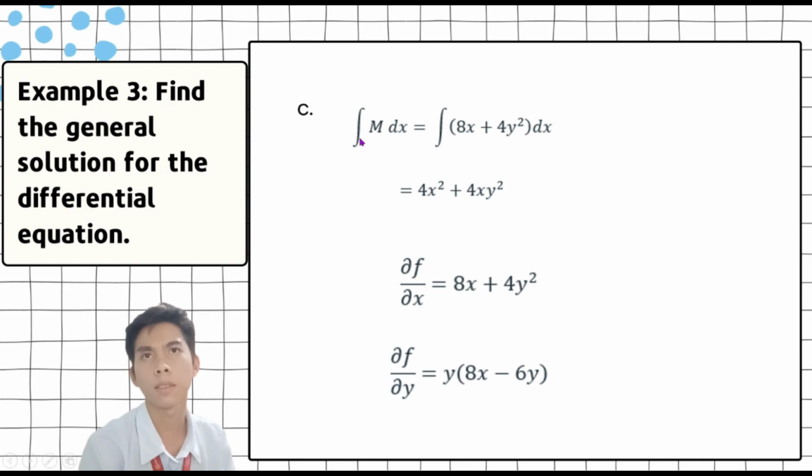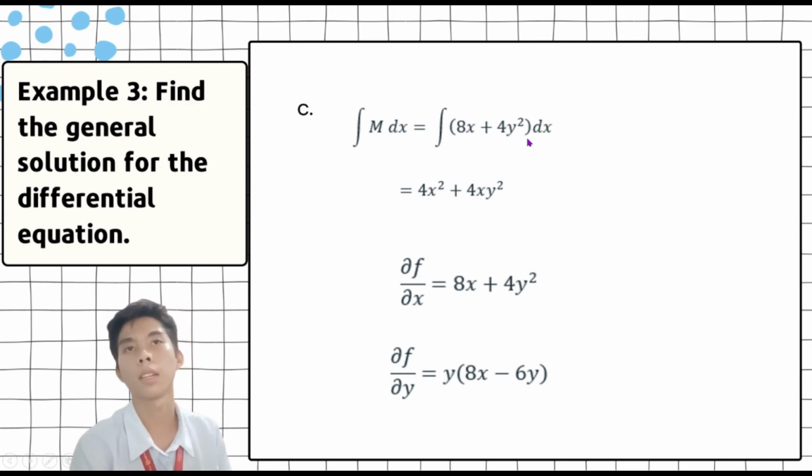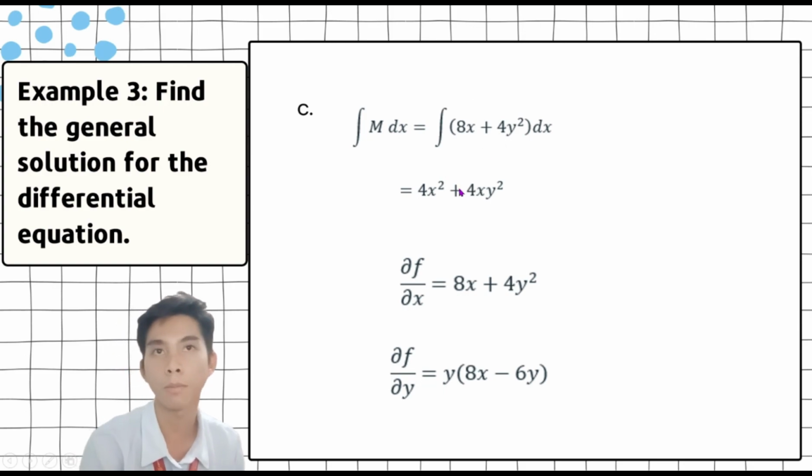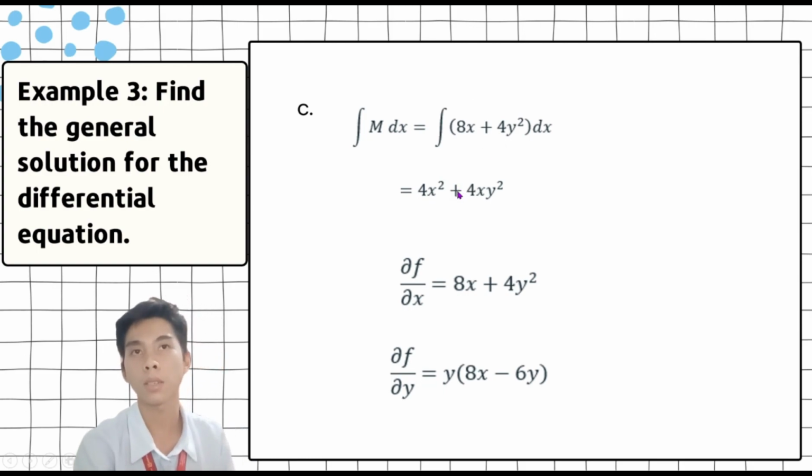So next, we integrate both sides by the value of our M dx. The integral of M dx is equal to the integral of the quantity 8x plus 4y squared dx, which is equal to 4x squared plus 4xy squared.